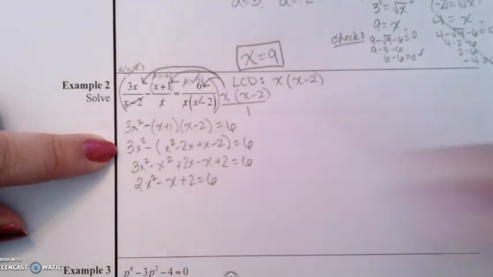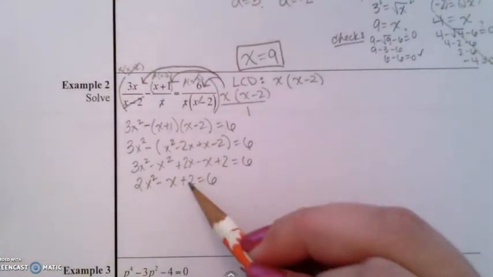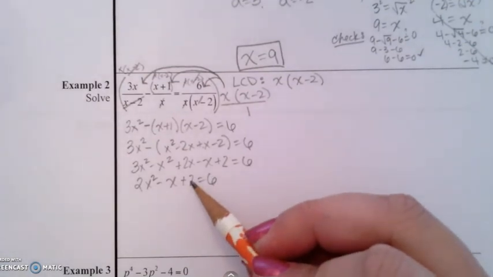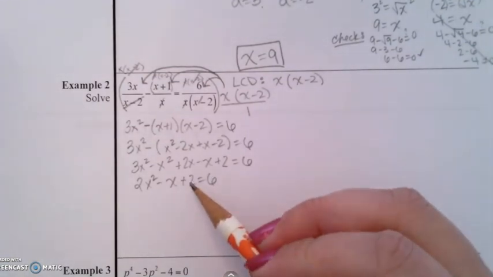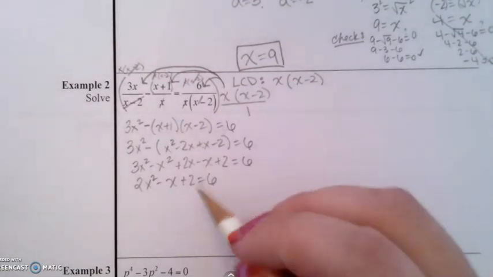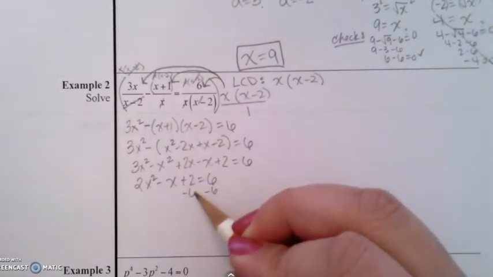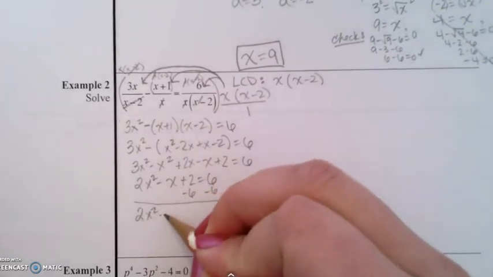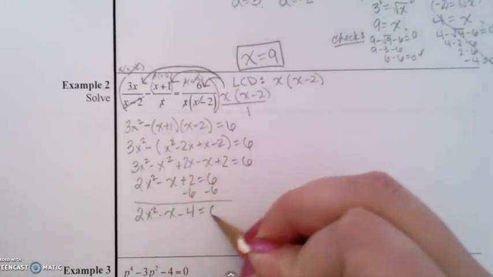And then again we have that decision to make. Am I going to subtract the 2 over to complete the square, or subtract the 6 over to try factoring or quadratic formula? Usually try factoring first. So we're going to subtract 6, 2x squared minus x minus 4 equals 0.